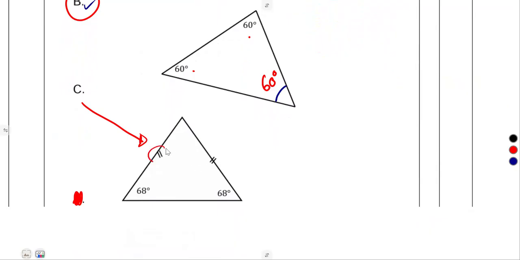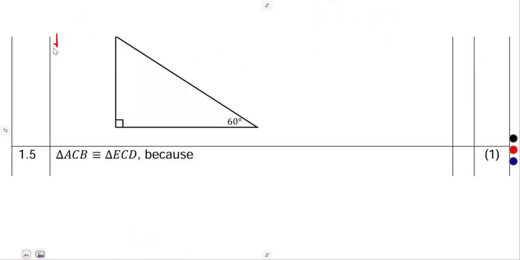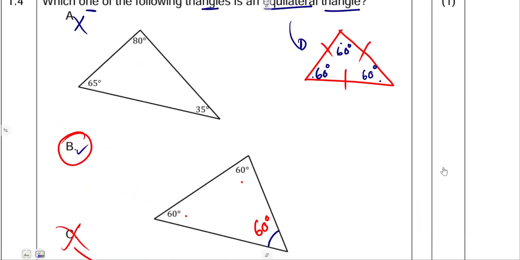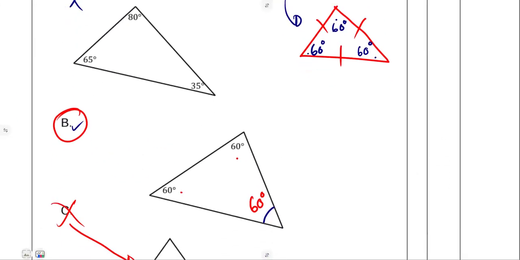That's an isosceles, two sides that are equal. All right, on D, this was our D. It's a right angle triangle. There's a 60 degrees, this is going to be 30. These angles are not 60, 60. So it's not an equilateral triangle. So the best answer for an equilateral triangle was going to be B, where we have all angles equal, 60, 60, 60.